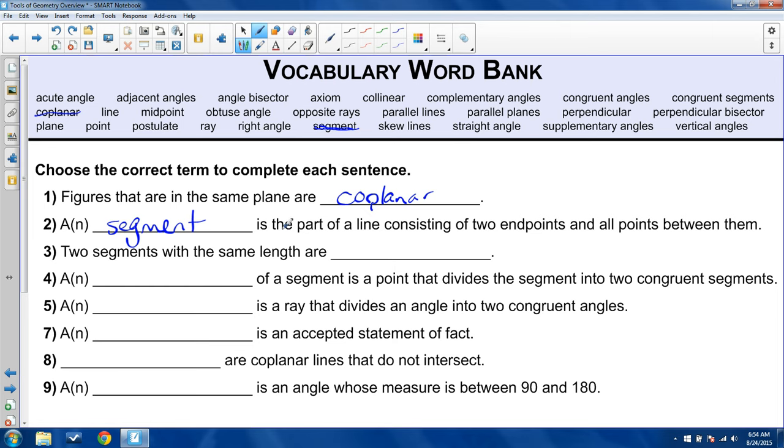2 segments with the same length are congruent. Congruent meaning equal in size and shape. They are congruent segments. I'll write that. So they are equal in size and shape. The blank of a segment is a point that divides the segment into 2 congruent segments. That is called a midpoint.